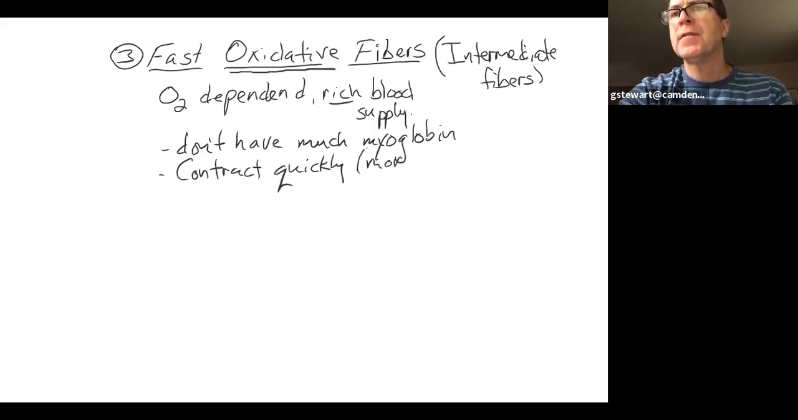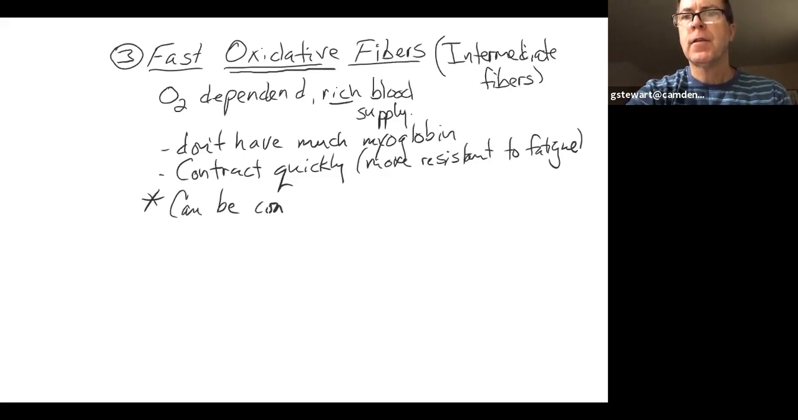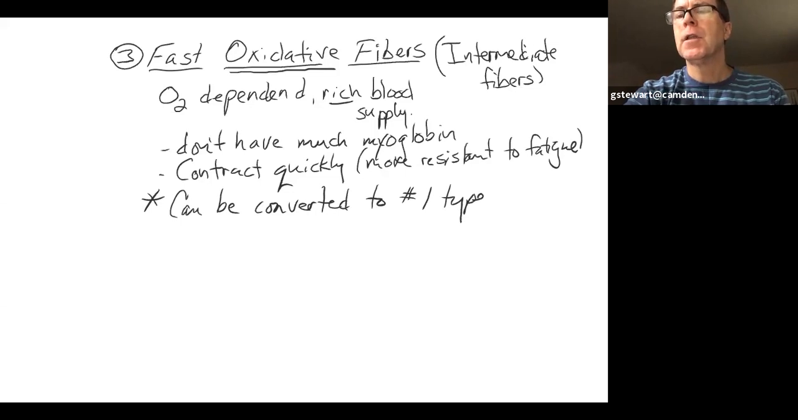So I'm going to put that in parentheses, more resistant to fatigue than the fast glycolytic ones. These fibers in particular can be converted to number one type, slow oxidative fibers, or number two type, fast glycolytic fibers, depending on our activity.